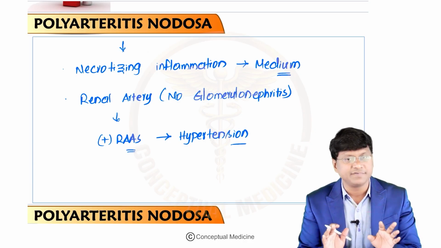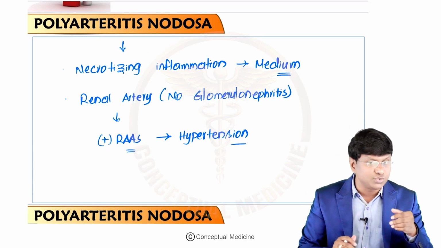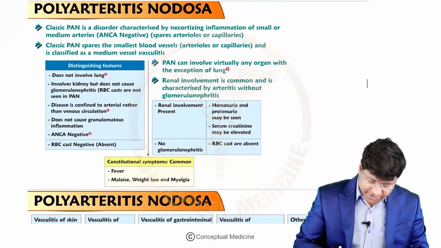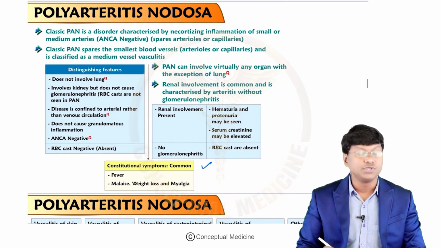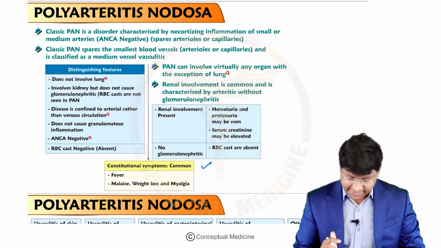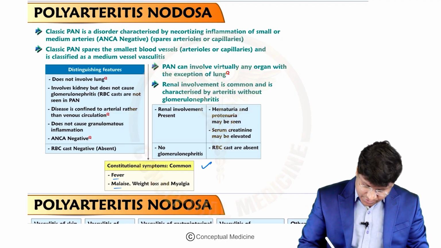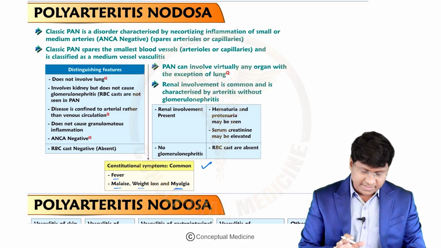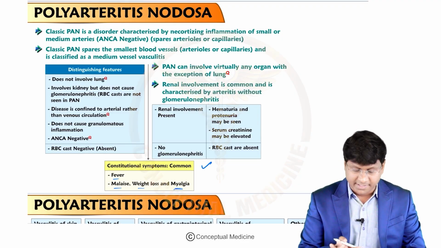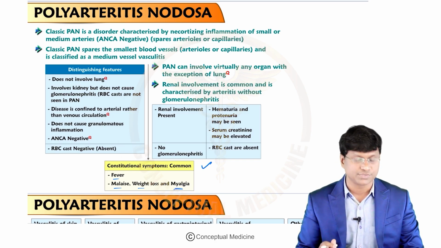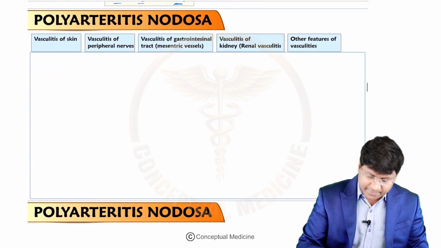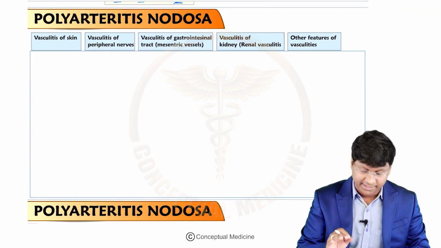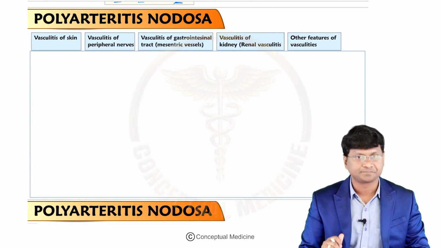And as we have discussed in all other forms of vasculitis, you have the presence of the constitutional symptoms. Even in patients with polyarteritis nodosa, the constitutional symptoms are common. That includes fever, malaise, weight loss, as well as myalgia. Now, after having discussed the basic introductory points related to polyarteritis nodosa, let me tell you what will happen because of the involvement of the individual organs.